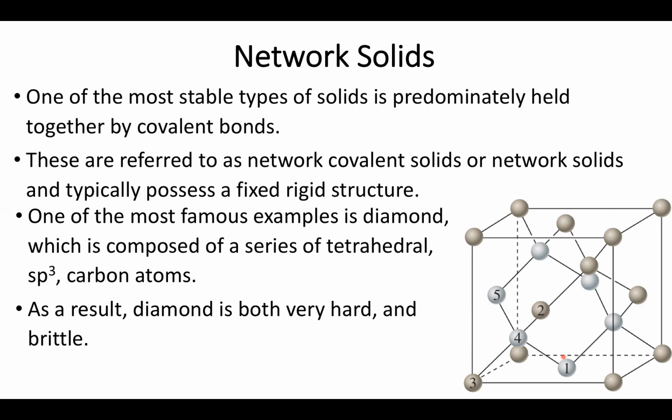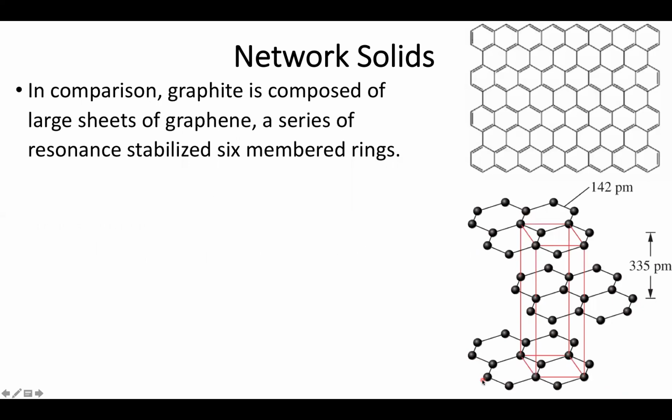A good comparison of another type of network solid is graphite. So graphite is composed of large sheets of graphene. Graphene is essentially just a specialized name for a series of 6-membered rings, all held together. And we have alternating double bonds throughout, making a very resonance stabilized structure. A good way to think about graphene is what would happen if you took a benzene molecule and then just let it go on infinitely in any given direction. And as a result, it has a lot of resonance. So those electrons are moving around rapidly, which makes it a decent conductor, but it also makes it very strong.